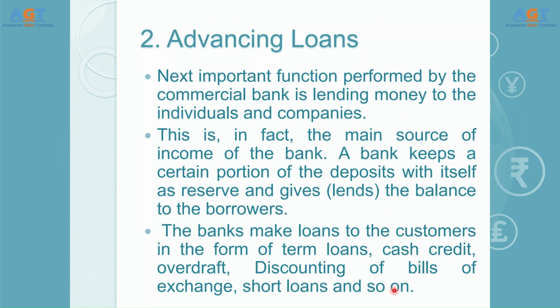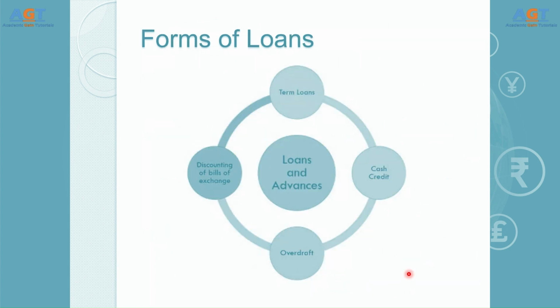Now, let's see the main forms of loans visually. Forms of loans. This slide summarizes the major lending forms: term loans, cash credit, overdraft, and discounting of bills of exchange, all under the category of loans and advances. Now we will explain each form, starting with short-term loans.